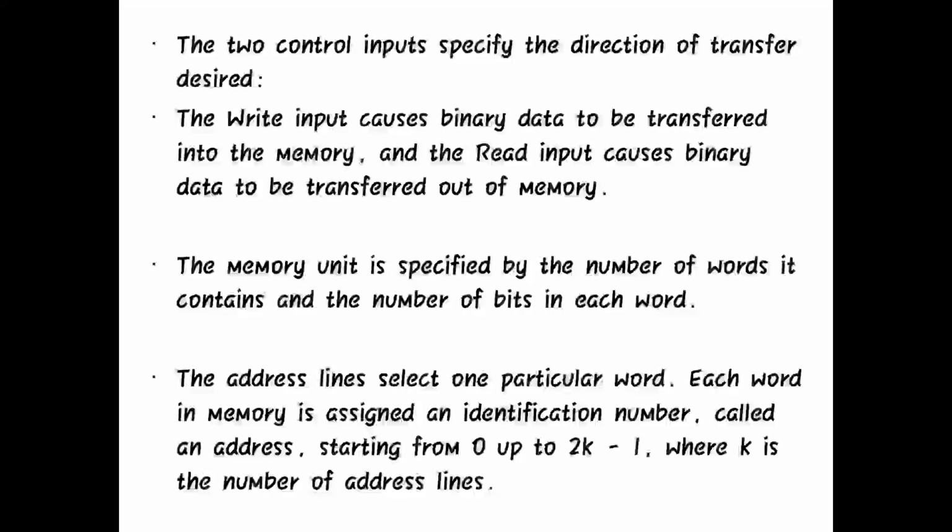Again I'm going to repeat here: the two control inputs specify the direction of transfer desired. The write input causes binary data to be transferred into the memory, and the read input causes the binary information to be transferred out of the memory. So the memory unit is specified by the number of words it consists of and the number of bits in each word. As I told you, there will be many address lines, and the address line selects one particular word. For example, imagine we have many words arranged, where a word means 16 bits. This address line points to only one word.